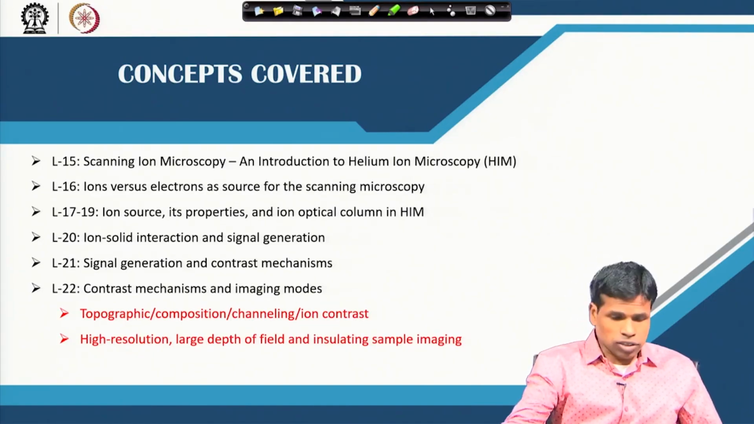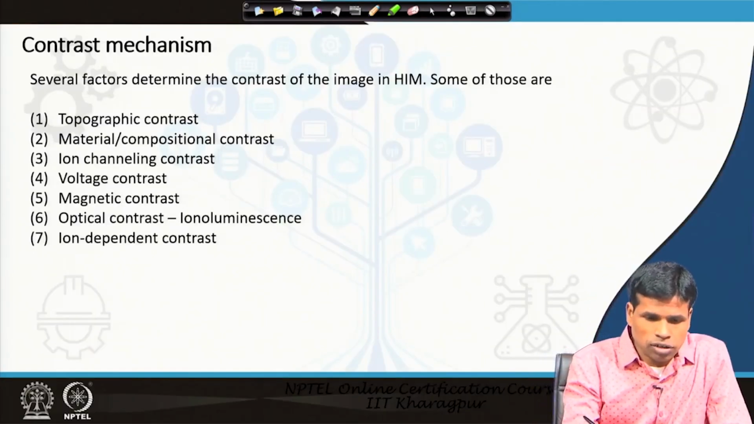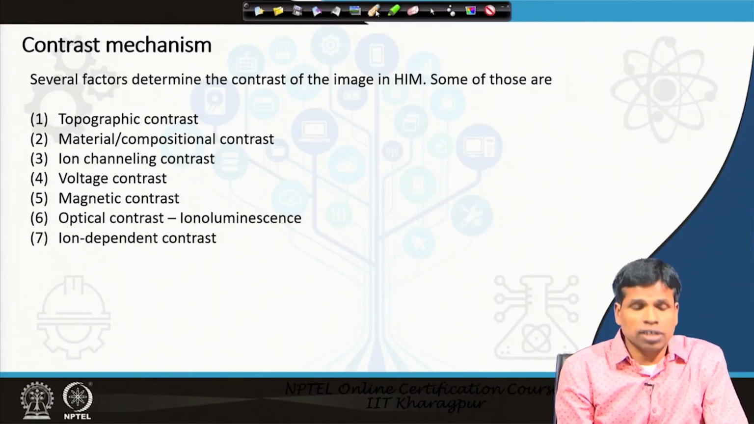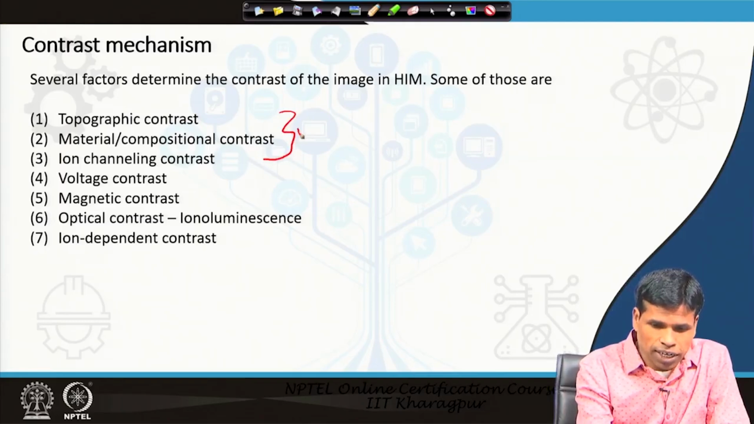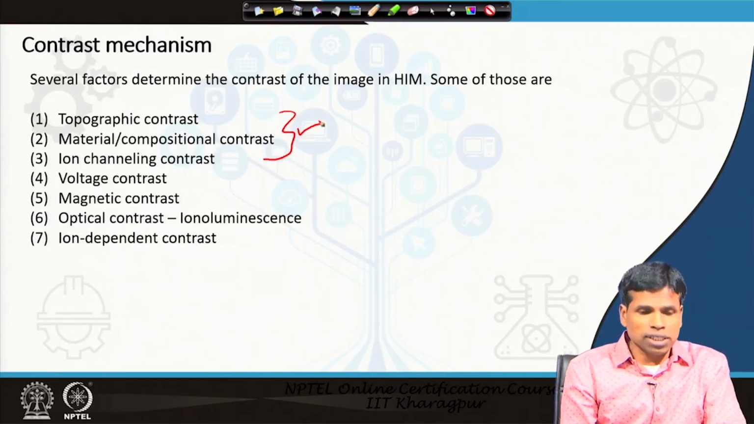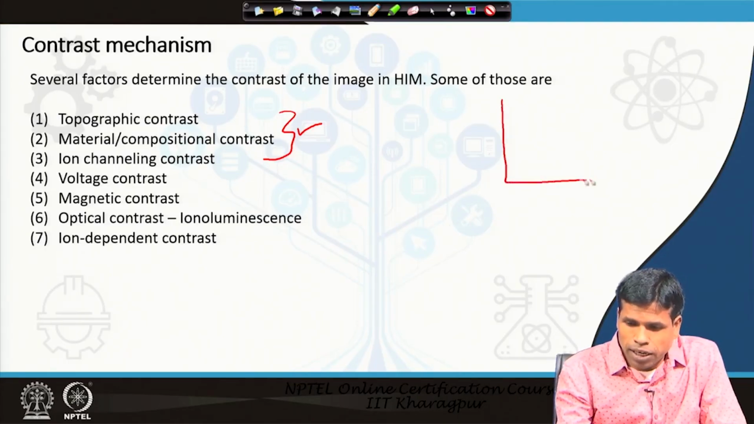In the last lecture we have discussed topographic contrast, material contrast, and ion channeling contrast. Three different contrasts we discussed. As we have seen, topographic contrast is much more significant in the helium ion microscope as compared to the scanning electron microscope. It is because of the higher secondary yield as a function of the tilt angle.